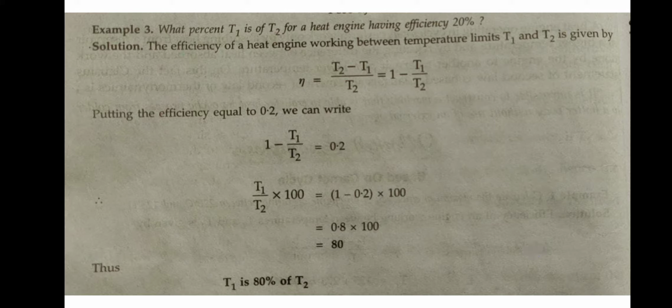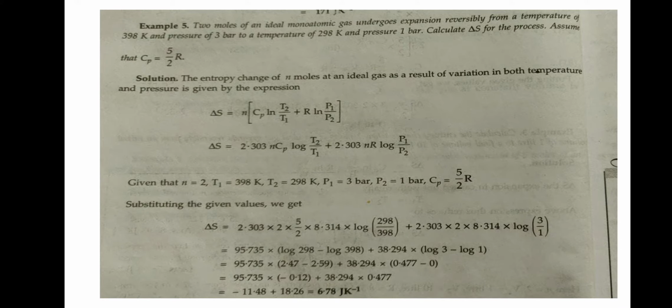Right? Let's take the next numerical. Next question is, 2 moles of an ideal monoatomic gas undergoes expansion reversibly from a temperature of 398 Kelvin and a pressure of 3 bar to a temperature of 298 Kelvin and the pressure is 1 bar. Calculate delta S for the process. Assume that Cp is your 5 by 2 R.